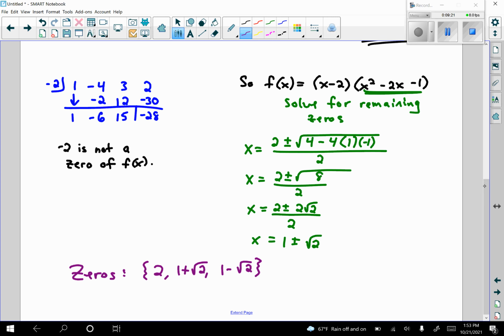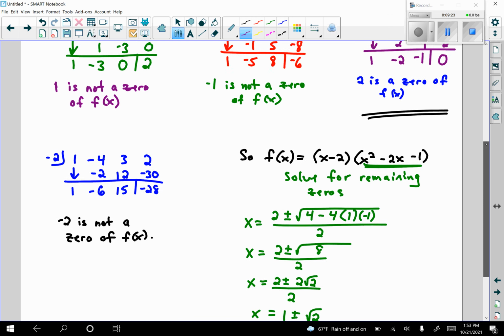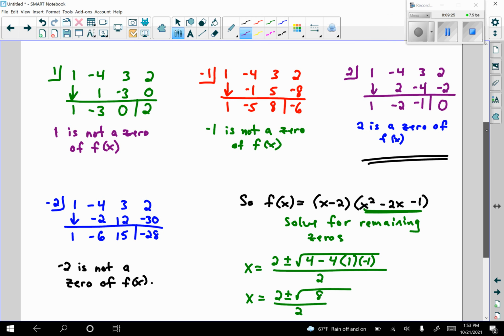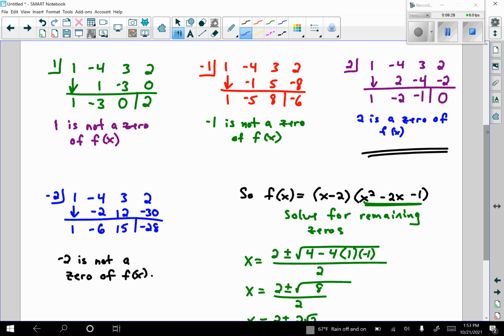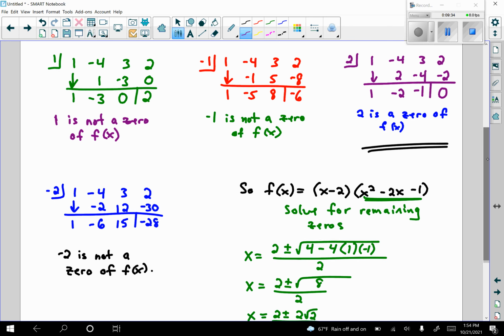Now that was a lengthy process, and that was just for 4 possible zeros that we found. So again, on any kind of test, activity, or quiz, I'm not going to ask you to do anything more than this. If there were more possible rational zeros, I'm just going to have you list them.